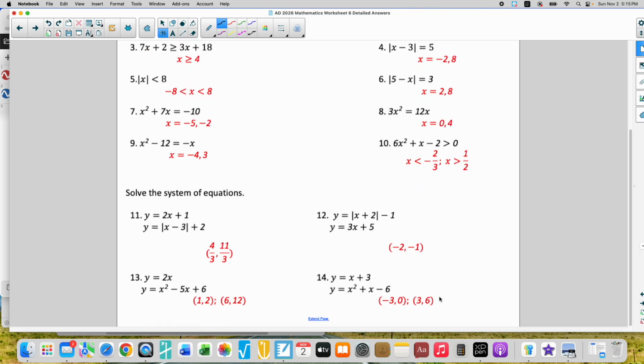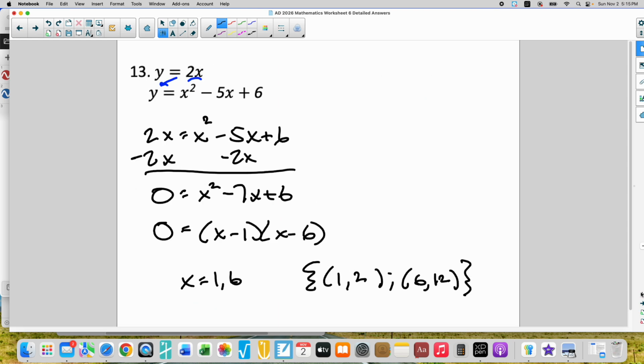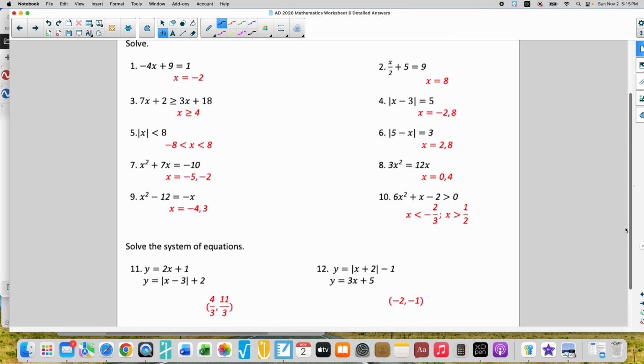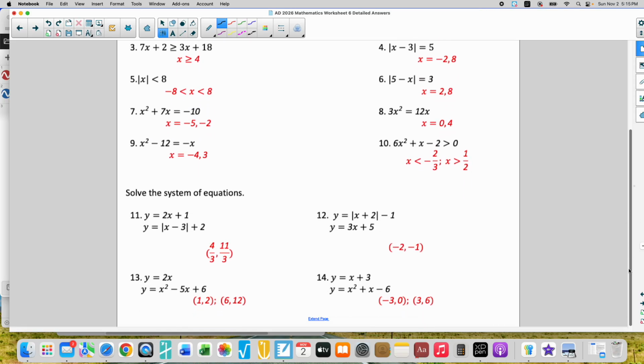Let's check. Negative 3, 3, 6. 1, 2, 6, 12. Yep, one solution there and one solution there. Cool. All right, that was pretty good. That was a really fun one. That's a neat one to remember and learn and know how to deal with it.